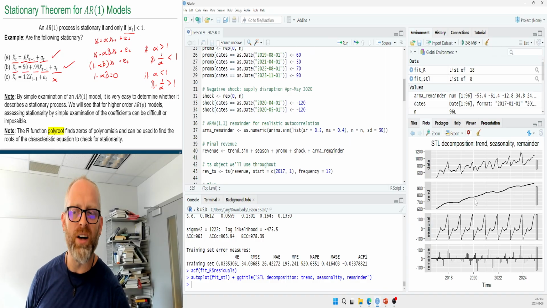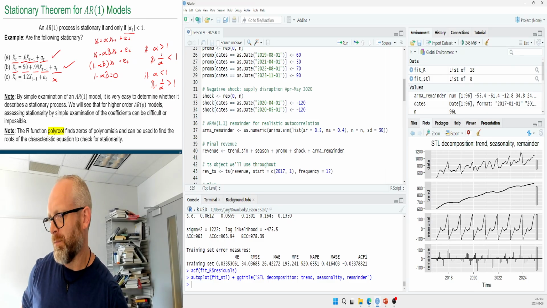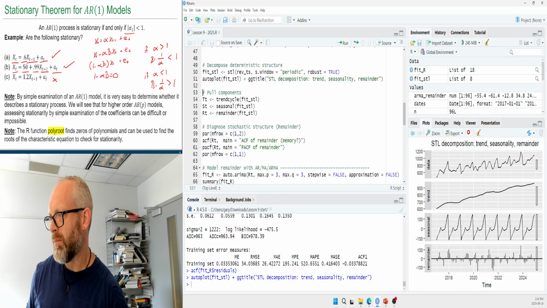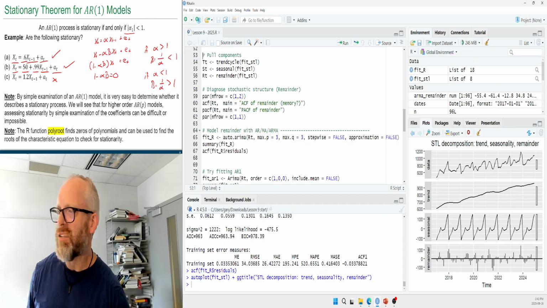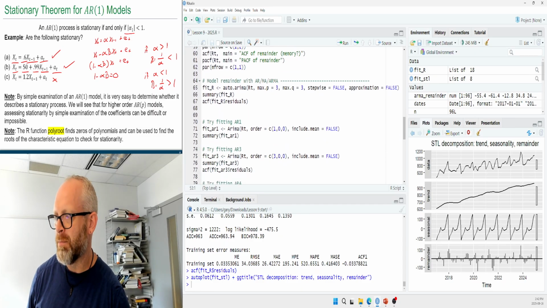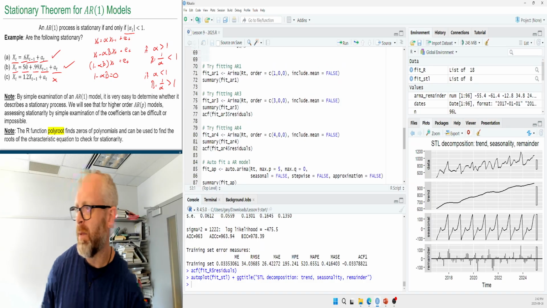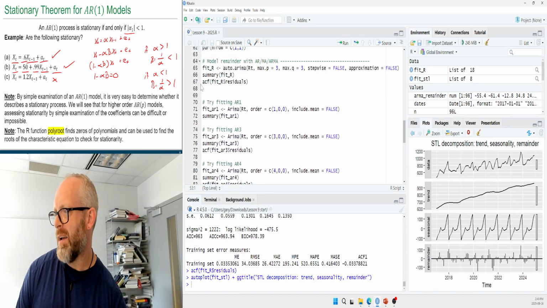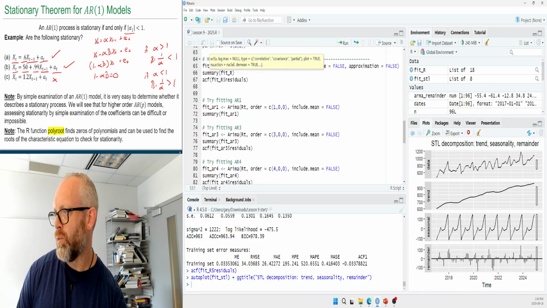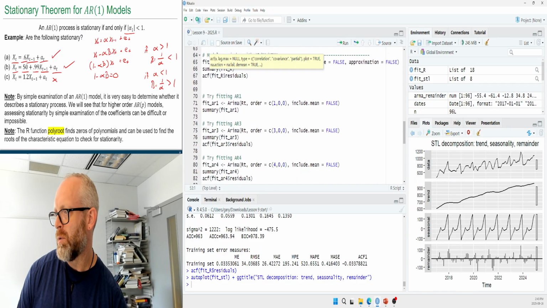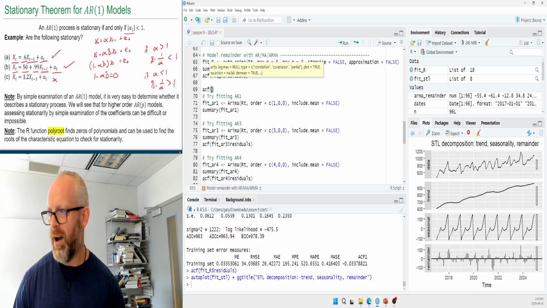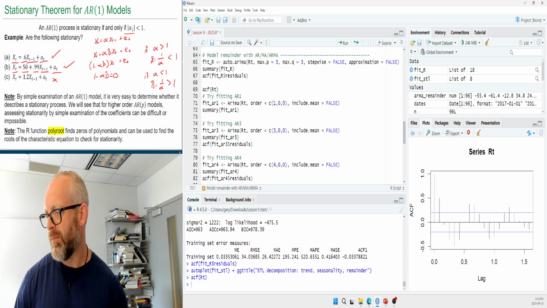So this is the original, our trend, our seasonal component, and the remainder. This is what we're trying to model. So we decompose this. R sub t is the remainder. Let's do the ACF of the remainder R_t.